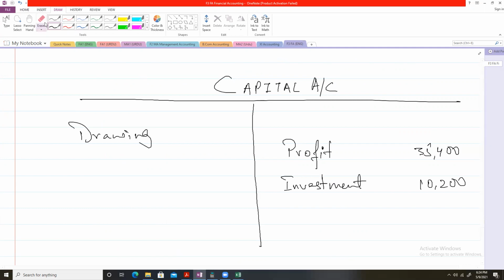So, the total drawings made by the owner during the entire year. How much will be the total drawings? 12 multiplied by 500. It will be $6,000.